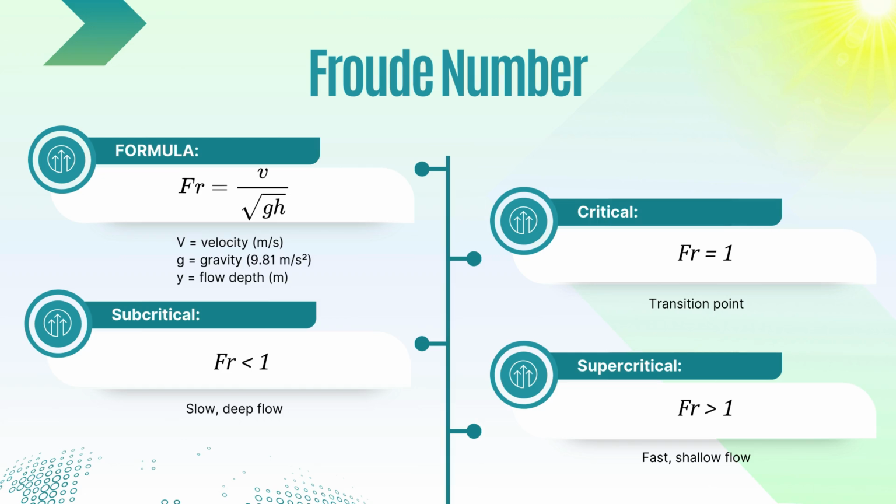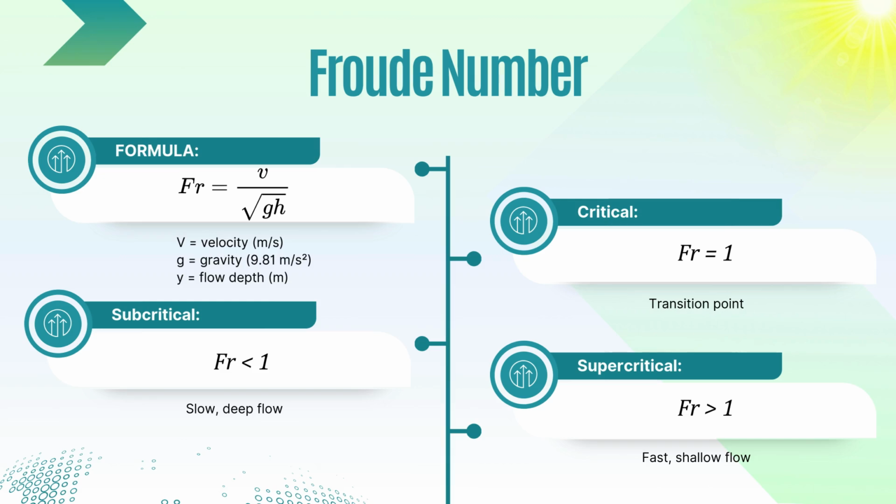Mathematically, it's the flow velocity divided by the square root of gravitational acceleration times depth. When Froude number is less than 1, the flow is subcritical, meaning it's slow and controlled, common in rivers or large canals. When Froude number equals 1, the flow is critical, right at the balance between gravity and inertia.